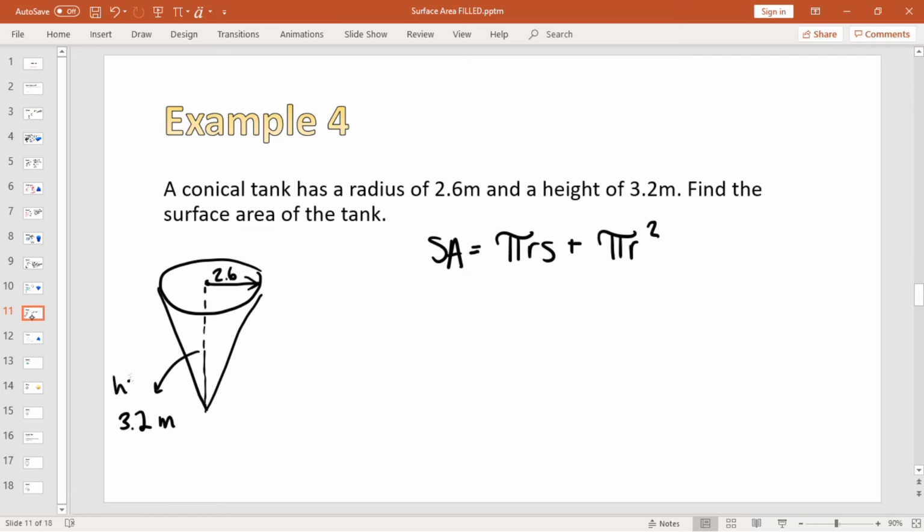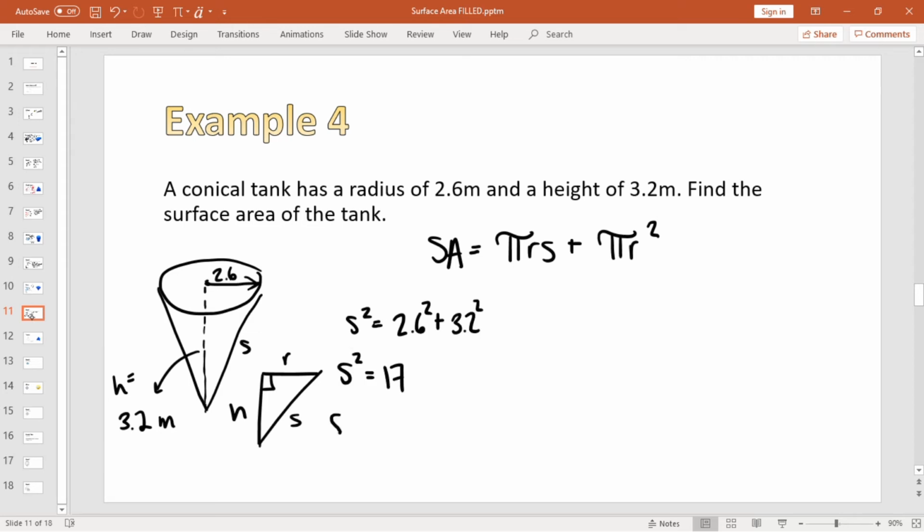Okay, I have an H. I don't have an S, but I'm just going to take that right triangle that I formed to find my slant height that I need for the formula. So once again, S squared equals R squared, 2.6 squared, plus height squared, 3.2 squared. And that should give you 17, which means S is going to be the root of 17. And that is about 4.12.